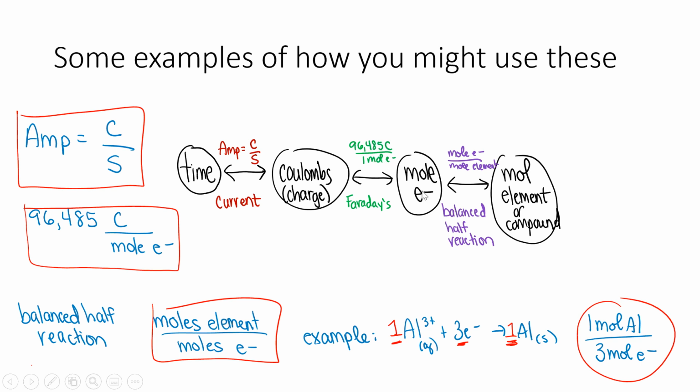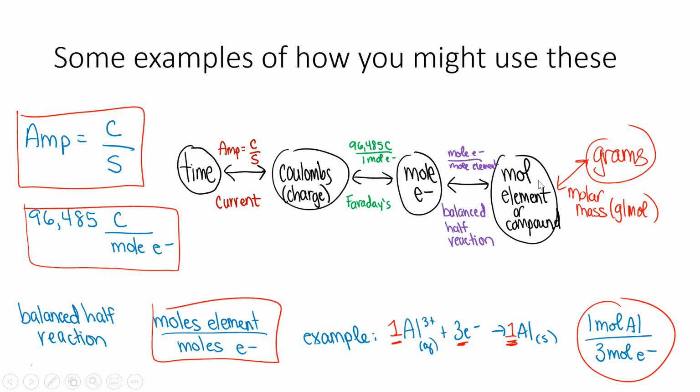And if we know moles of electrons, we can find the moles of element that we're producing, and we get that ratio from the balanced half reaction. And then if we know moles of element, we could also find grams. Like if we want to find how many grams of aluminum I coated on this object, for example, then we would use the molar mass from the periodic table, and that's in grams per mole.